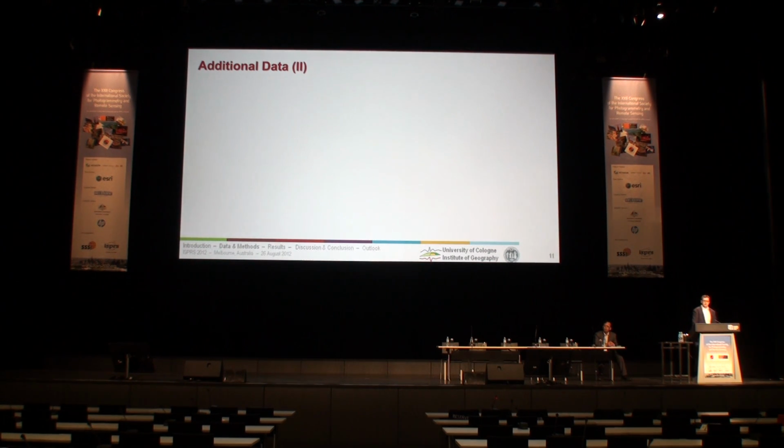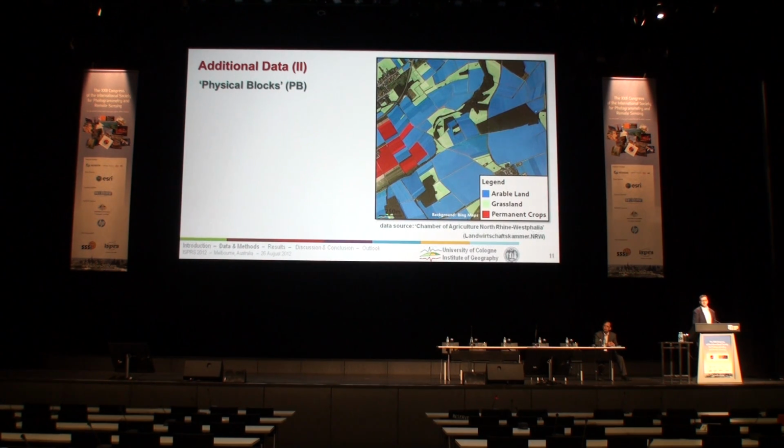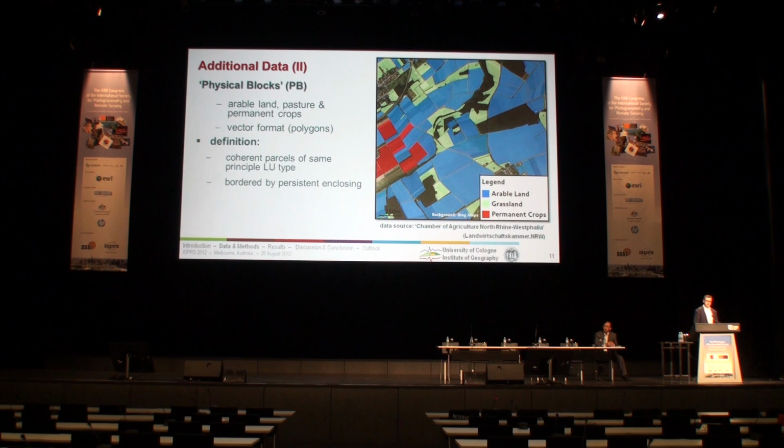The second data set we use for the analysis is called physical blocks. That's in German Feldblöcke. This is vector data, polygons that represent areas of arable land, pasture, or permanent crops. But it's not single parcels, land parcels.